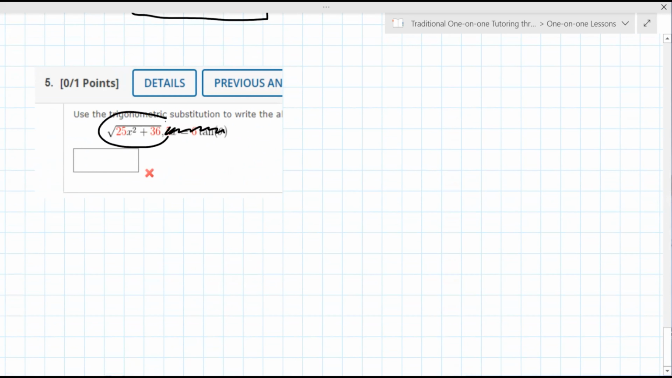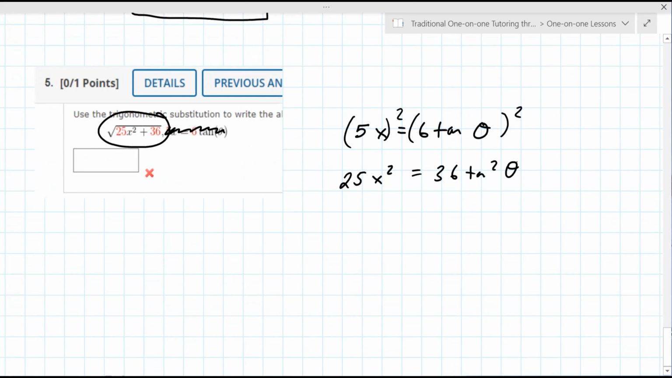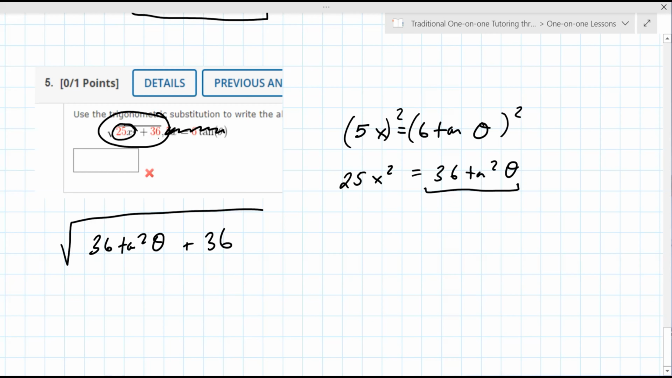So what they're trying to show you here is, they're like simplify this, and we're going to tell you that 5x equals 6 tangent theta. And you're supposed to go over here and be like, well, I don't have a 5x, I got a 25x squared. Well, you get that from squaring both sides. So you get 25x squared equals 36 tangent squared theta. So instead of 25x squared, you're going to replace it with 36 tangent squared theta. And then this plus 36, that just comes with it. So now you factor out a 36, and you get tangent squared theta plus 1.